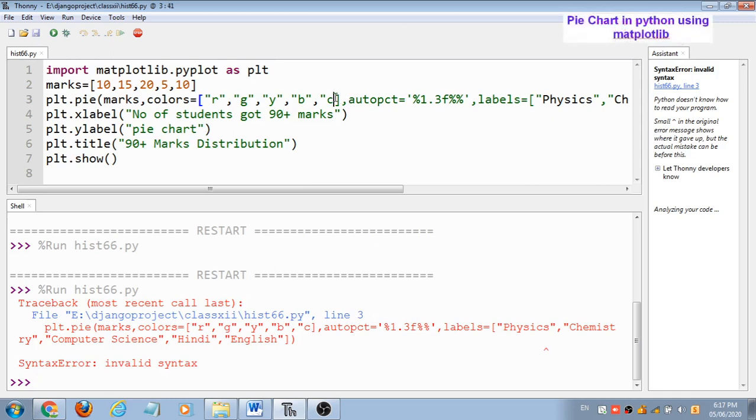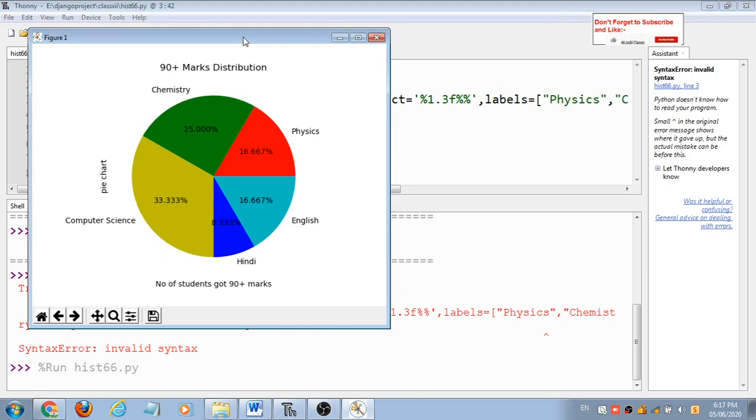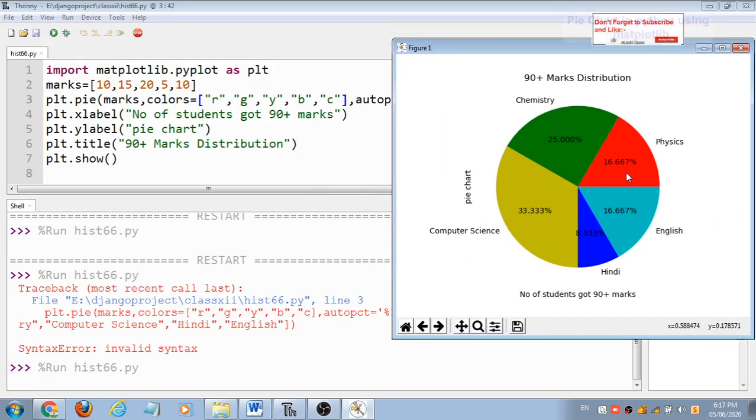There is something missing: the double quote is missing here. Let's execute this. So you can see for physics we assigned red, so it's red, then green, then yellow, then blue, then this cyan color. So like this we can use this color argument.